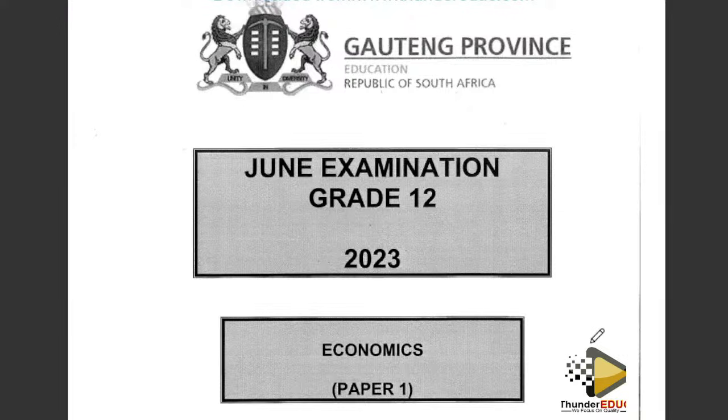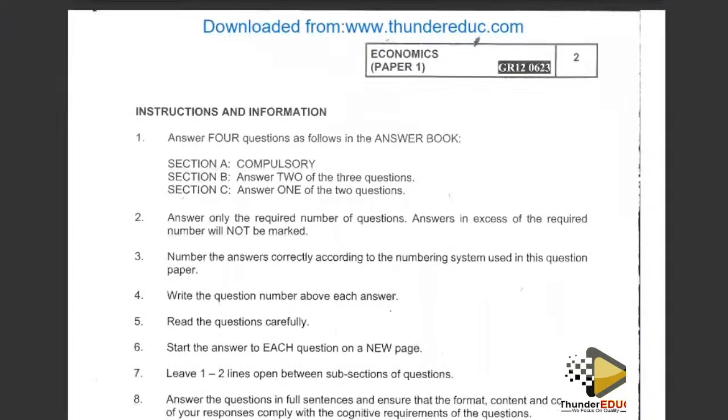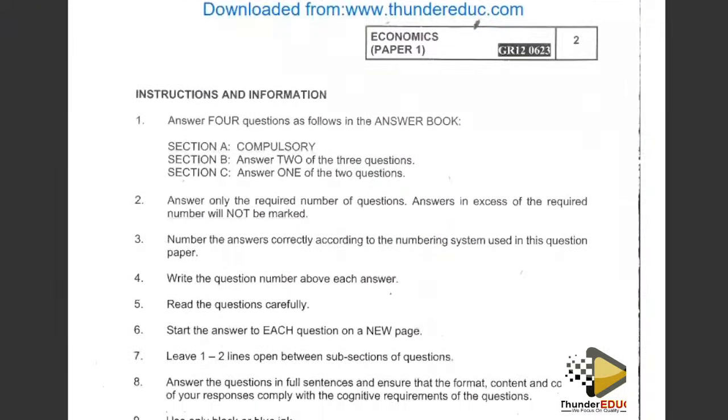June exam 2023, economics paper 1. So remember the duration of the paper is 2 hours. And remember, before you can kickstart in answering any question, you should always make sure that you go through a set of instructions and information in that particular paper.